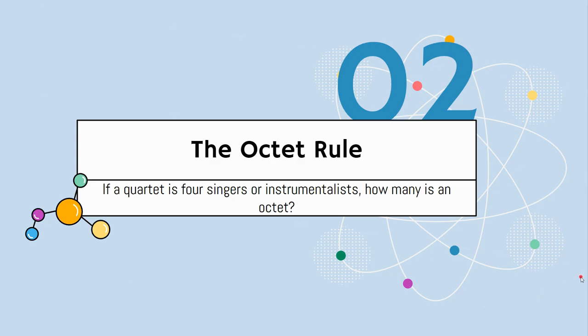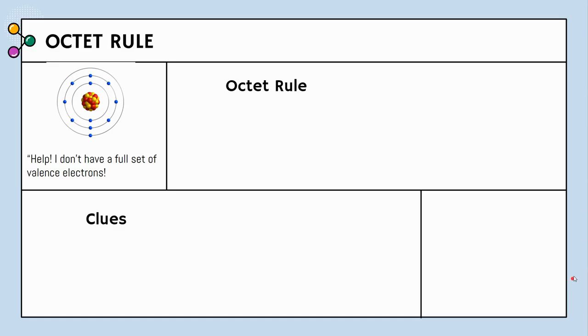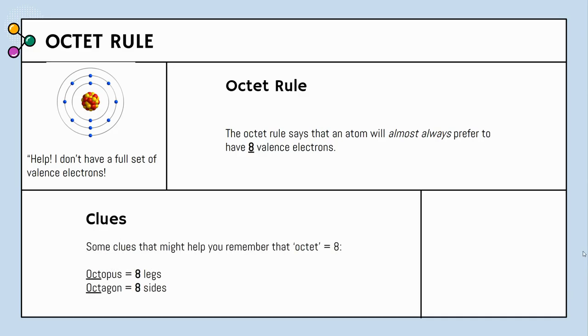And this brings us to the octet rule. So what is the octet rule? Well, put simply, the octet rule states that an atom will almost always prefer to have 8 valence electrons. That makes it stable. And a couple of clues we can look for in the name to remember it: remember that octopus has 8 legs, octagon has 8 sides. Octet rule means your atom should have 8 electrons in its valence shell.